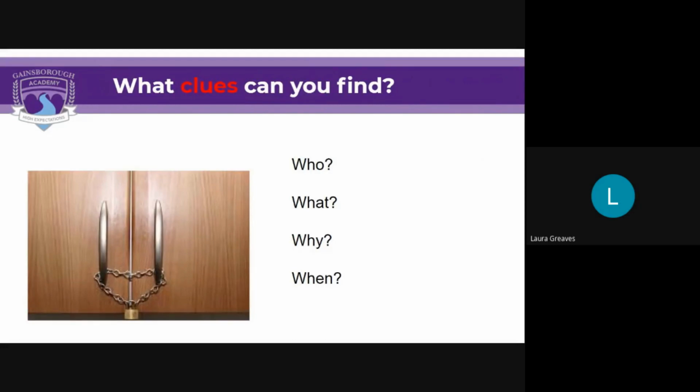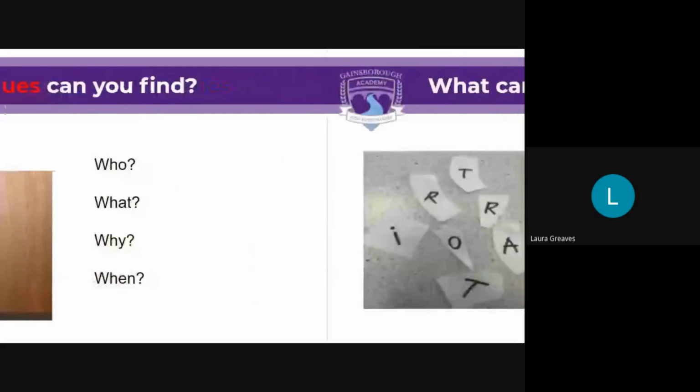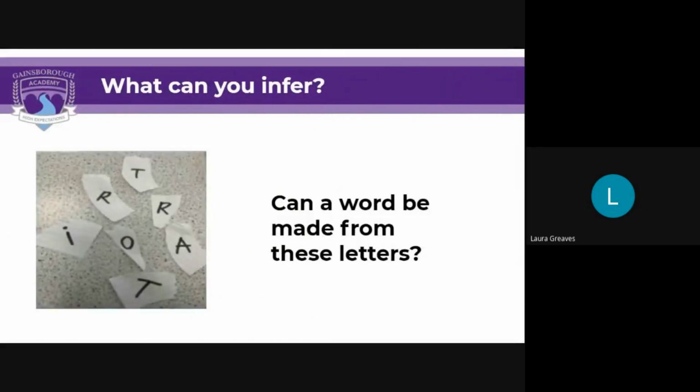The next clue that we need to unpick is this locked cupboard. Pause the video, think about who might have locked it, what could be in the cupboard, why is it locked, and when did it get locked? And finally, for some reason, the murderer left some jumbled up letters on the table. Can you pause the video and work out what word these letters might make?